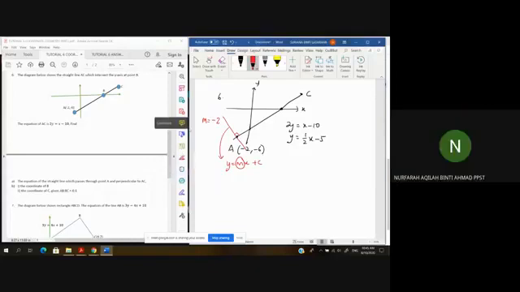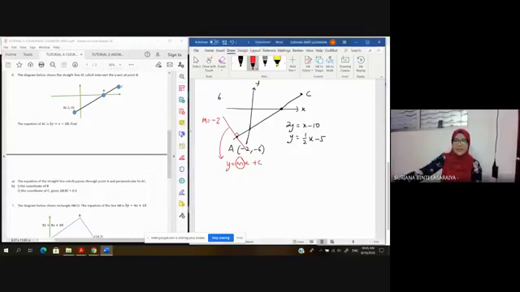Tidak lah. Okay. So bila you dapat the gradient, so now you know one of the coordinate. So maksudnya you just substitute using the general formula lah. Y minus Y1 equals to M(X minus X1). Okay, we cannot use this formula because you don't know what is dia punya Y-intercept. Kan? So, you gunakan formula ini.